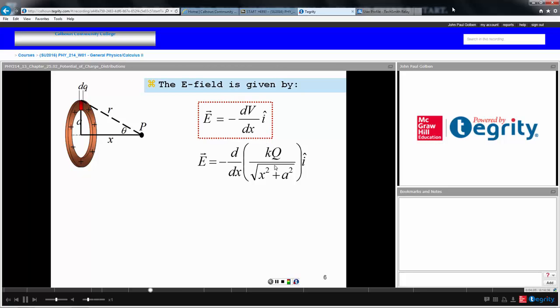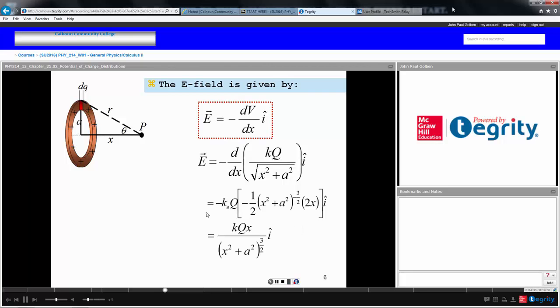This is 1 over x squared plus a squared to the 1/2 power, which would be x squared plus a squared to the negative 1/2. As we decrement that power, it becomes a negative 3/2, and the negative 1/2 comes out front. And then by the chain rule, we have to take the derivative of what's inside, which will give us an additional 2x.